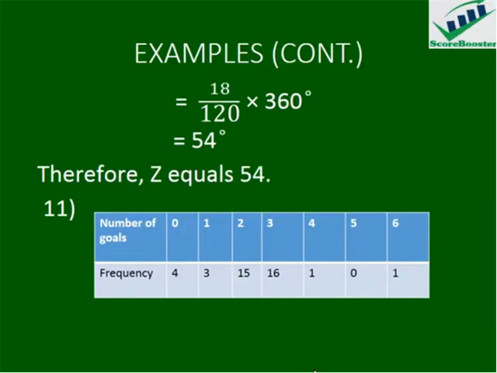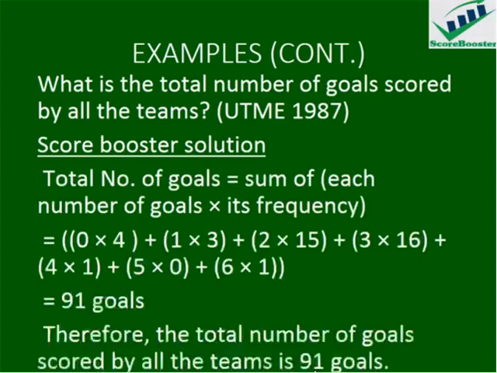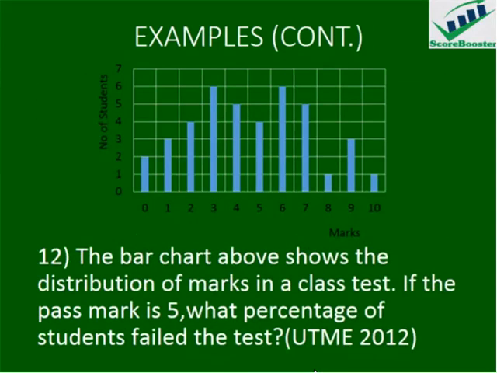So now we move to the next question, which is question 12. Question 12 is on bar charts. The bar chart shows the distribution of marks in a test. So assuming 5 is the pass mark, that is, if you have 5, it means you have passed. What percentage of students failed the test? This is also a UTME past question.